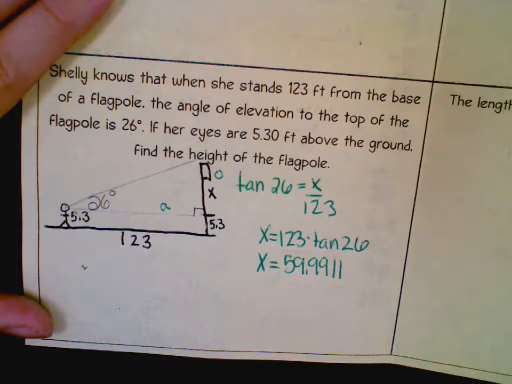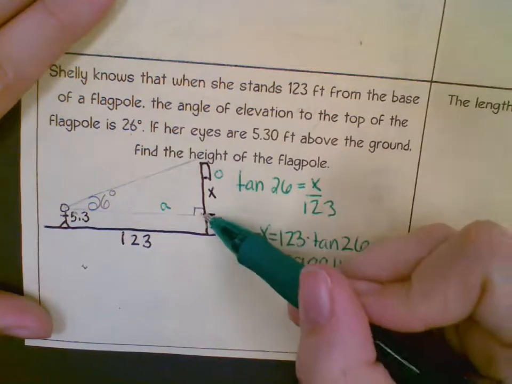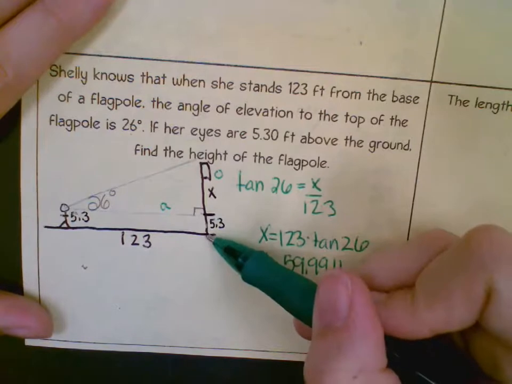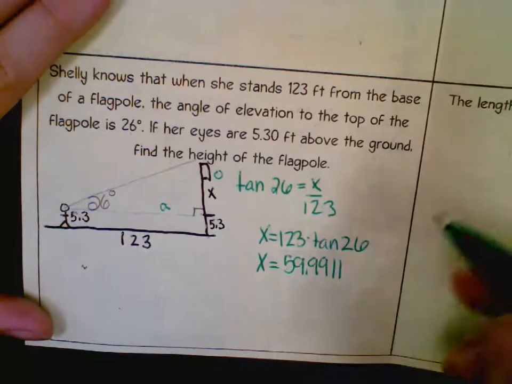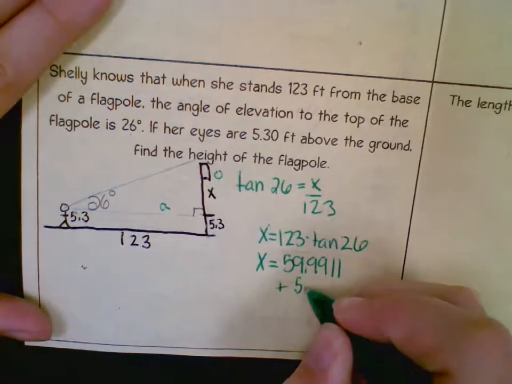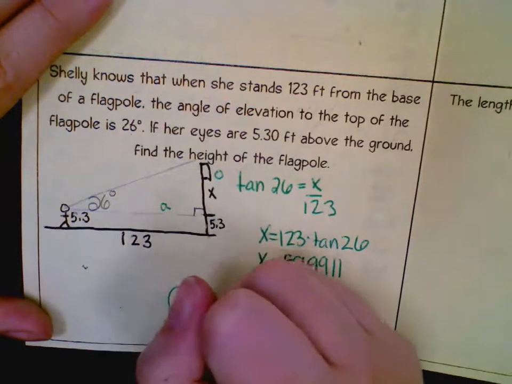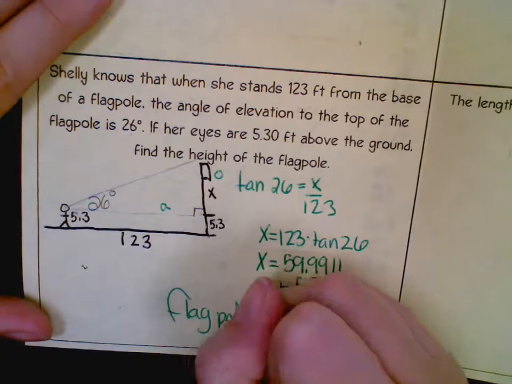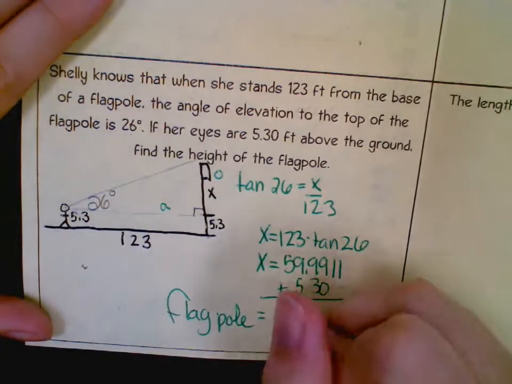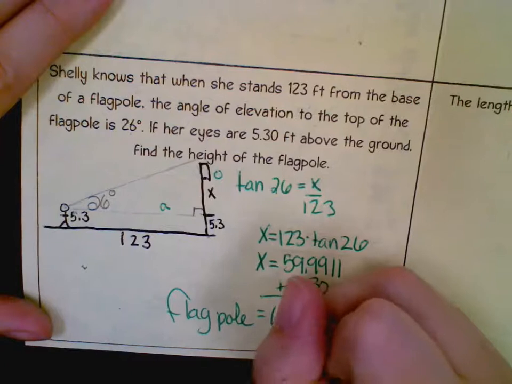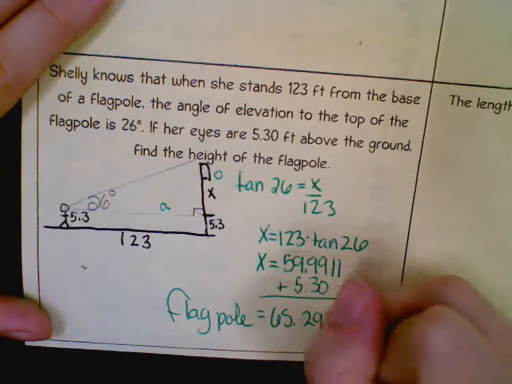Very good. That's only the height from the top of the flagpole to right here. But since we had 5.3 from the rest of it, we would have to add that 5.30 to that height. So our flagpole would actually equal 65.2911 feet.